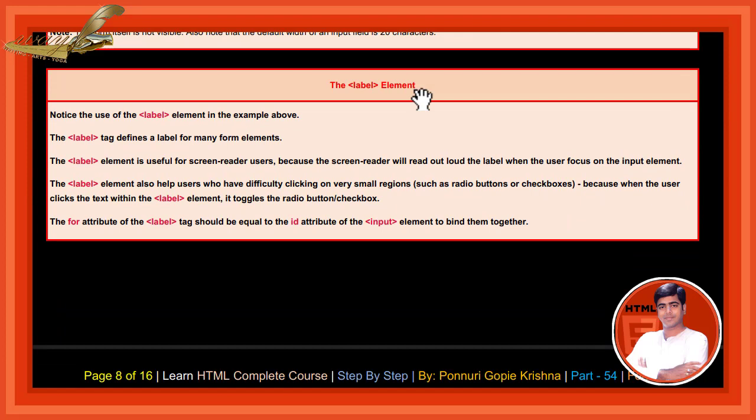The label element. Notice the use of the label element in the example above. The label tag defines a label for many form elements. The label element is useful for screen reader users, because the screen reader will read out loud the label when the user focuses on the input element. The label element also helps users who have difficulty clicking on very small regions such as radio buttons or checkboxes, because when the user clicks the text within the label element, it toggles the radio button or checkbox. The for attribute of the label tag should be equal to the id attribute of the input element to bind them together.